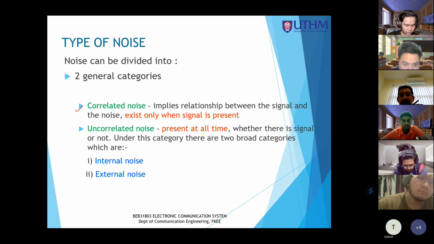So correlated noise is the type of noise that only exists when the signal is present.